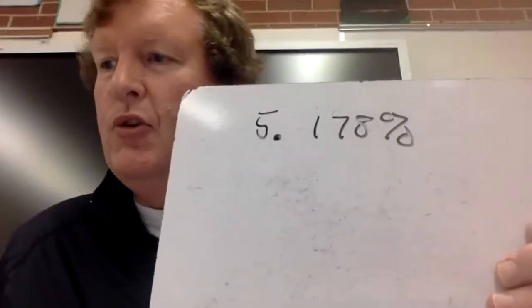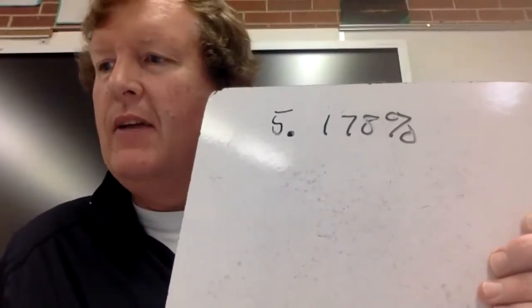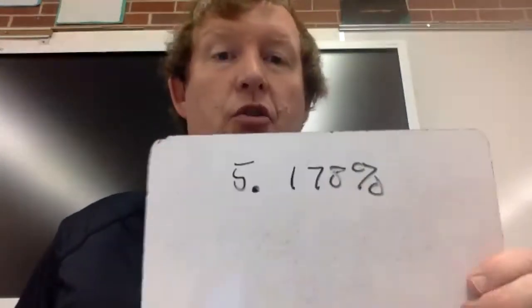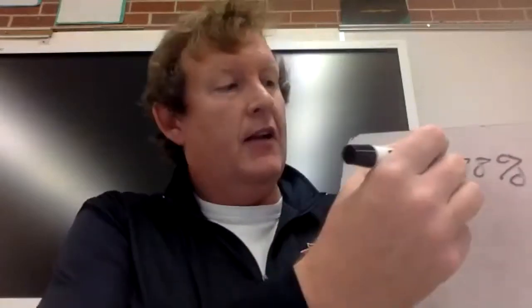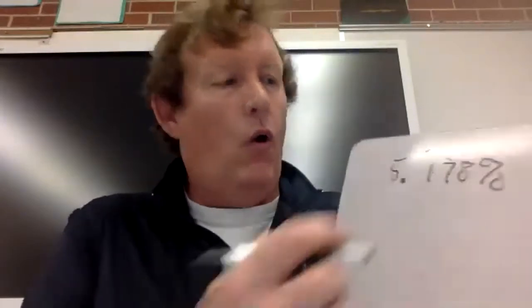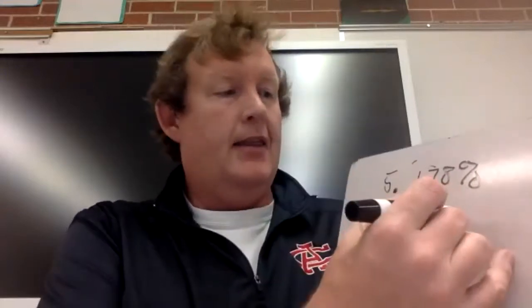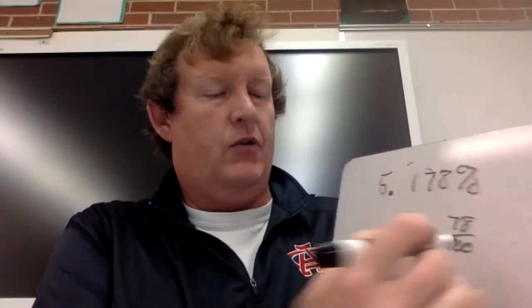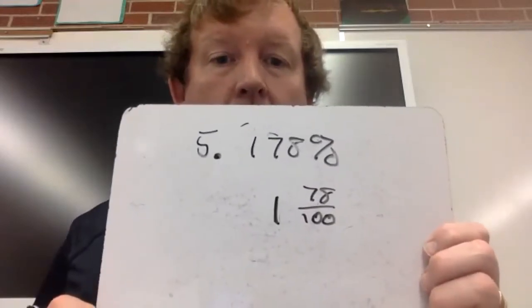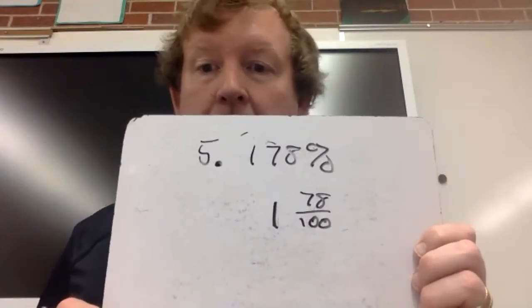Okay, number 5, we're running out of choices. 5 is 178%. So if I move the decimal 2 places, I should have 1.78. But they didn't give us that. Of course they didn't. So remember, when you do a percent that has over 100, the first number becomes a whole number. So that 1 in the hundreds place becomes just 1. And then we can do the 78 over 100 like that. Okay, and then we reduce that down.